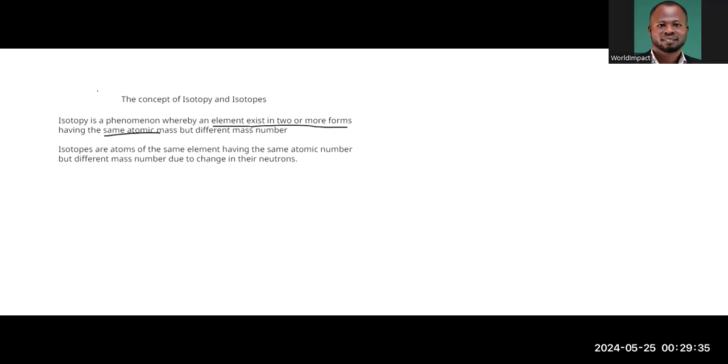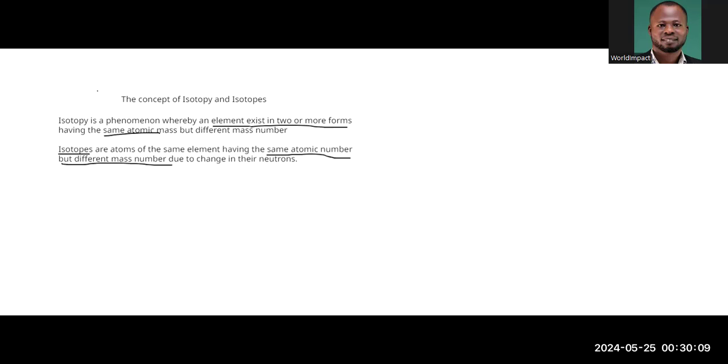When we look at isotopes, it's important that we be able to differentiate the two whenever you are asked. Isotopes are the atoms of the same element having the same atomic number but different mass number, due to changes in their neutrons. Okay, that's what the two things are.